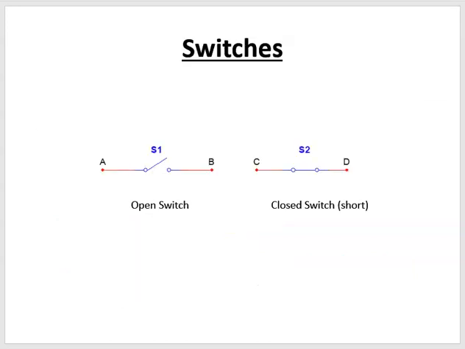Okay, so now we have a diagram of a switch that's open and a switch that's closed. From the schematic symbol, we can clearly see there is no connection between point A and B, but there is a connection on switch 2 between point C and D because the switch is closed.